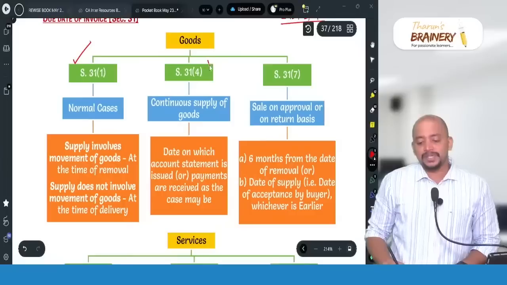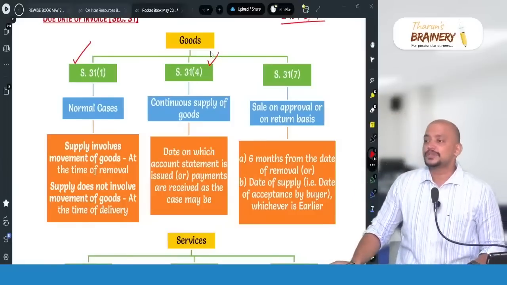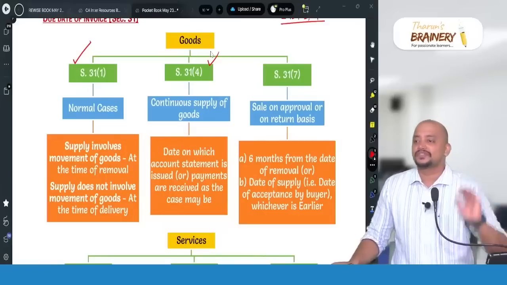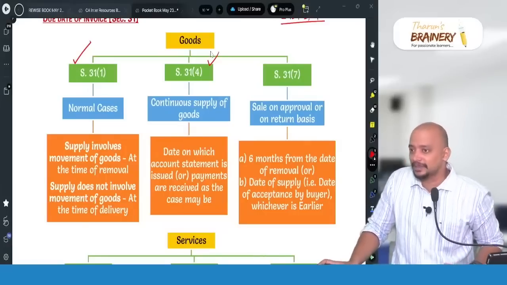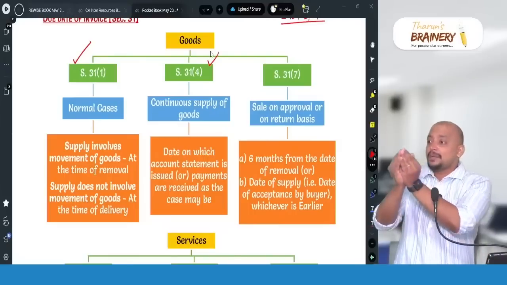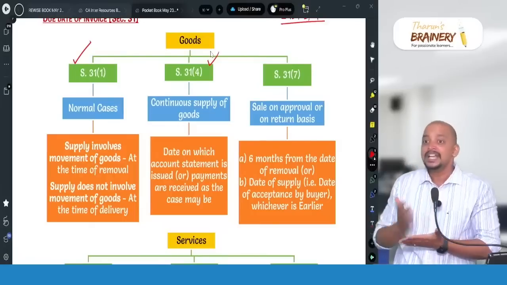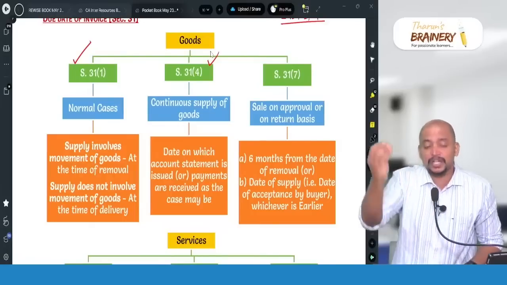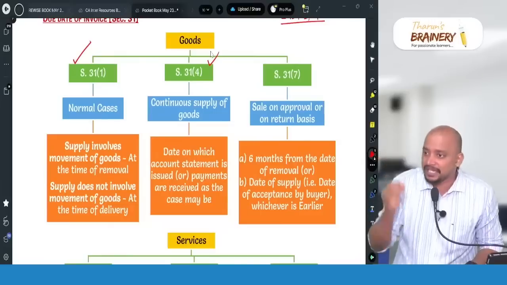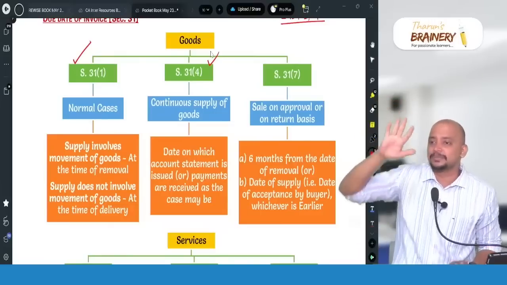Then 31(4), in case of continuous supply of goods. Continuous supply of goods means there will be successive supply of goods for which the payments are settled on a periodical basis. In case of continuous supply of goods, remember first whether the payments are received based on account statement or irrespective of account statement. If the payments are received irrespective of account statement, the payment received date. If the payment is received only based on account statement, then the account statement date will be taken.